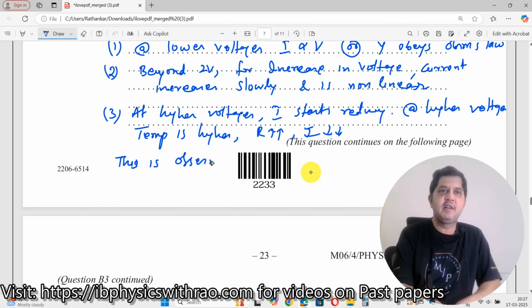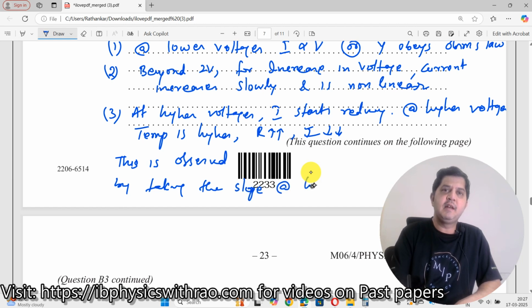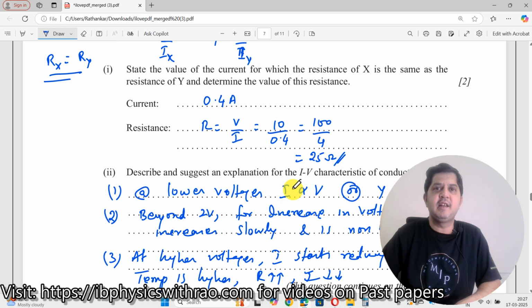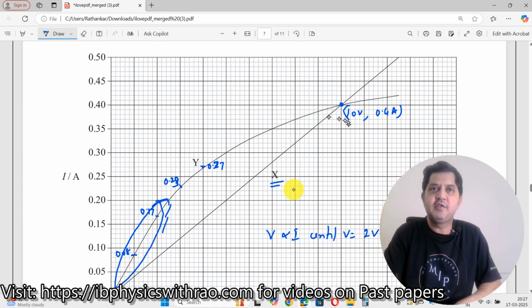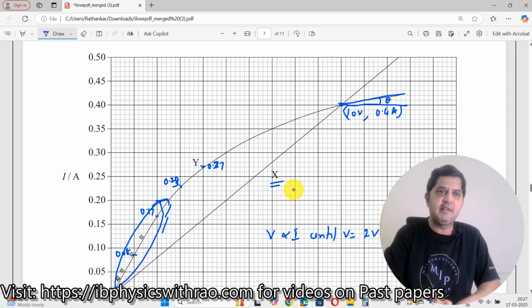This is observed by taking the slope at higher voltages. So what happens to slope? Because we are just looking at higher voltages. See here. So at higher voltages like this, for example, if I take the slope here, what's happening? This angle with respect to this one is reducing. Here it was larger, right? If I take the horizontal over here, this was larger. This was much larger. And here you see, this is much smaller, which means the slope is reducing. Tan theta is reducing. So tan alpha was larger, tan theta is reducing.